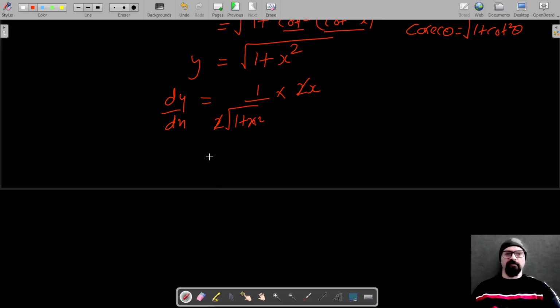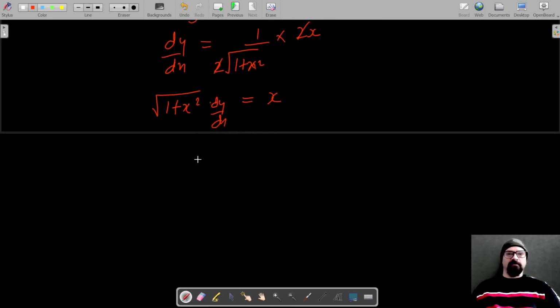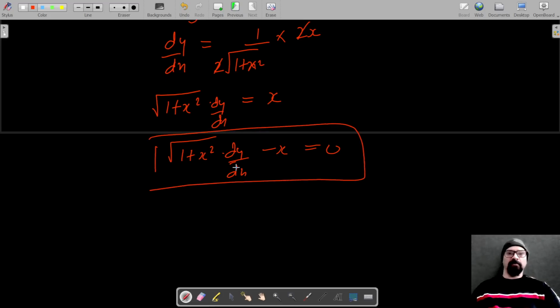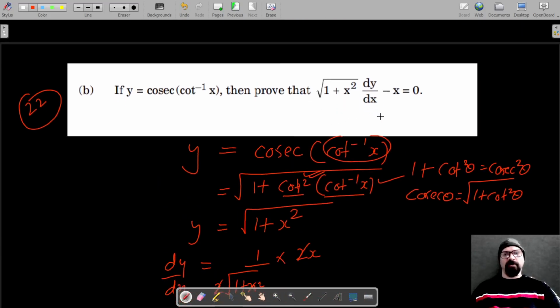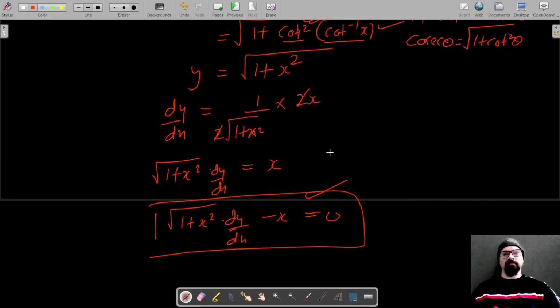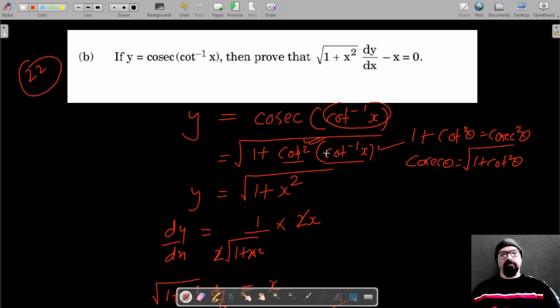And if I take this to the left hand side, this is under root 1 plus x square into dy by dx is equal to x. So finally it's under root of 1 plus x square into dy by dx minus x is equal to 0. So under root of 1 plus x square into dy by dx, minus x is equal to 0. This is what it was asked to prove.